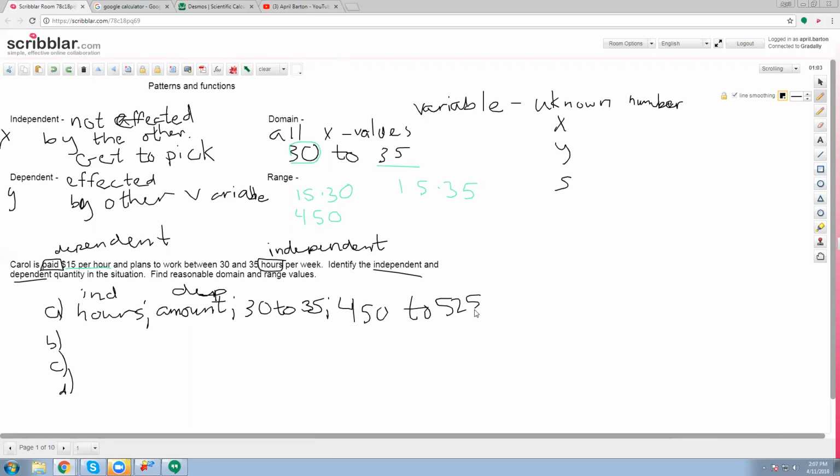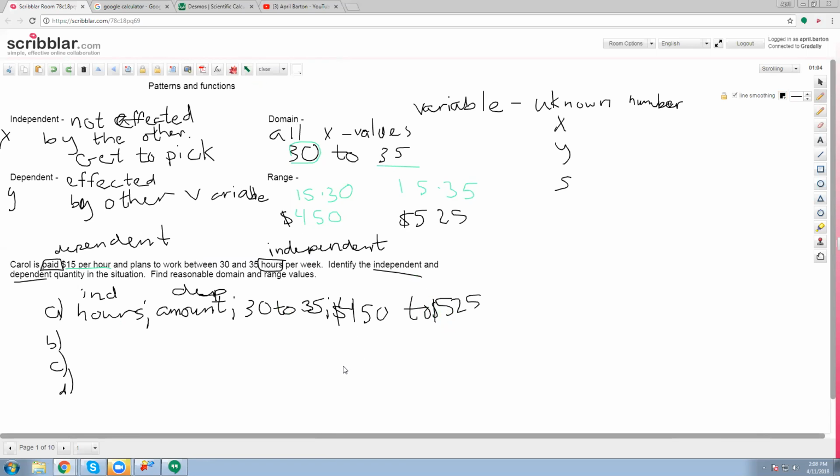Yep, 35 times 15. Thank you, Karen. So they probably will include the dollar symbol too to be a little more specific. You're making $450 and $525. So this question looks tough because there's so many things listed. You just have to know what order everything is in. It'll always go independent, then dependent, and then it'll always go your independent values, then your dependent values.